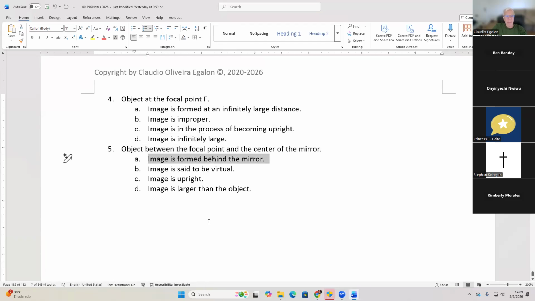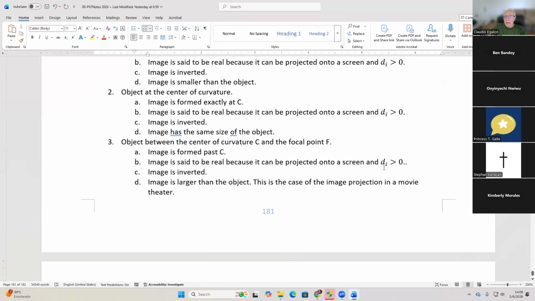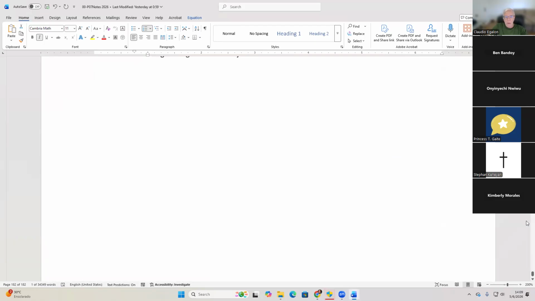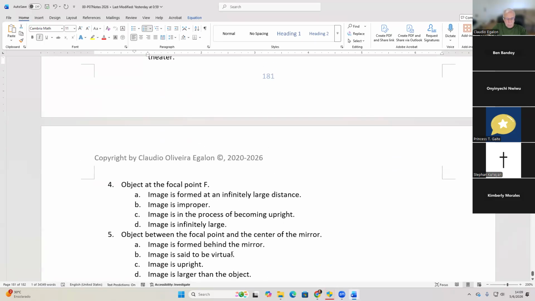Object between the focal point and the center of the mirror. Image is formed behind the mirror. Image is said to be virtual. Image is upright. Image is larger than the object. And virtual, again, I'm going to emphasize that the I is less than 0.